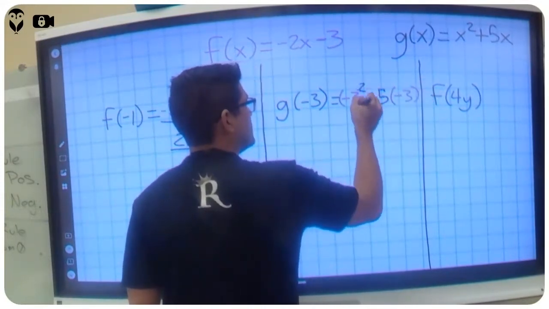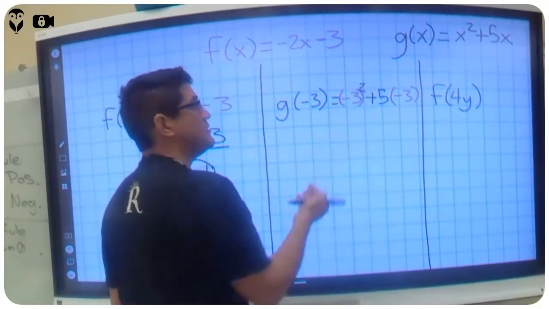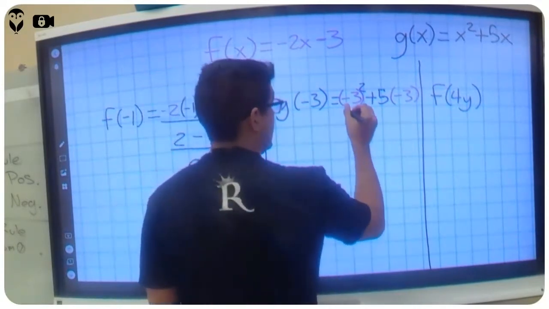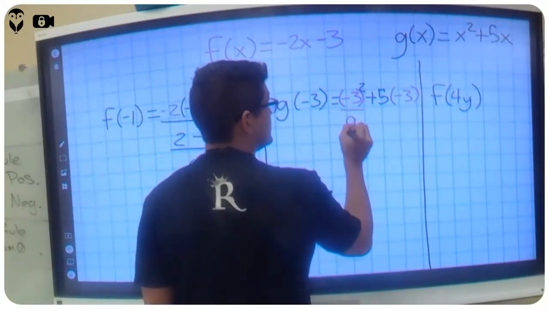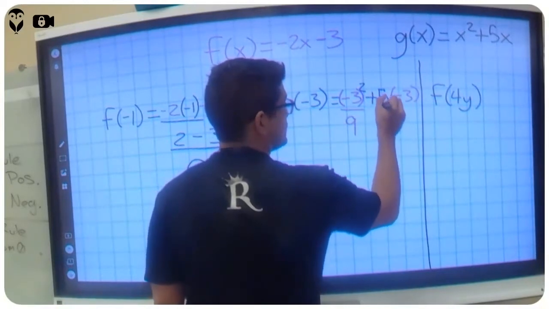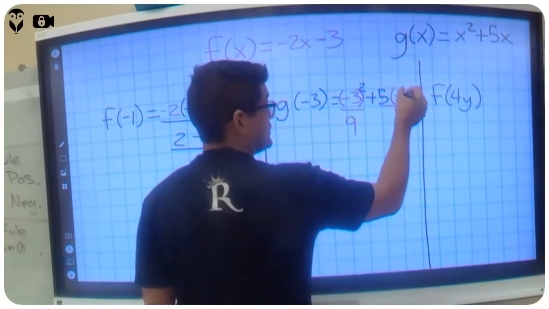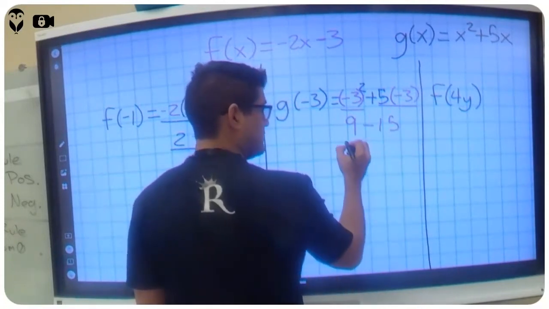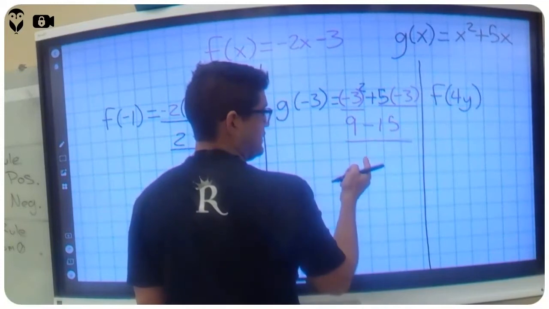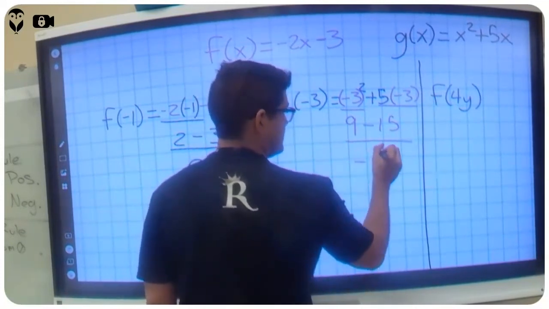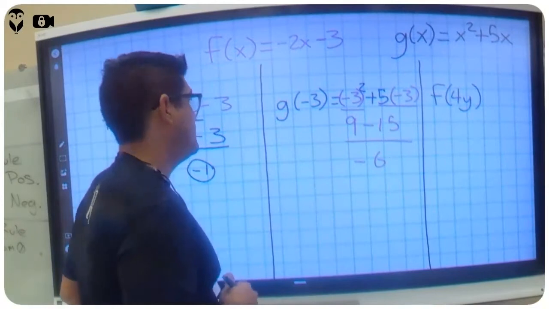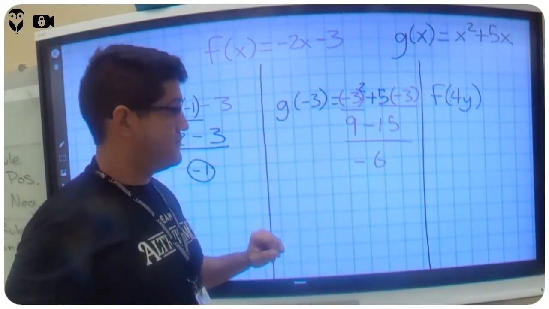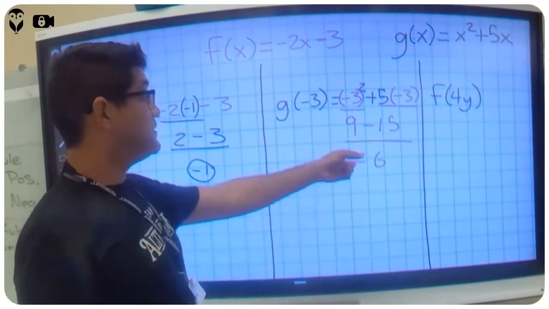So let me put a parenthesis around both. Okay, so -3 is being squared. So -3 times -3 is going to be 9. So that's going to be 9. So change this. I'm also going to change this. A positive 5 times -3 is going to make -15. And then I'm going to change this. 9 minus 15, that's going to be -6. So what's the answer of G of -3? The answer is -6. Okay? That's as small as I can make it.